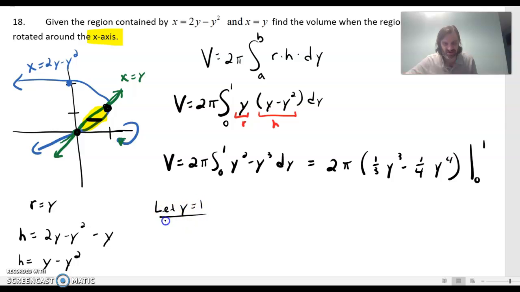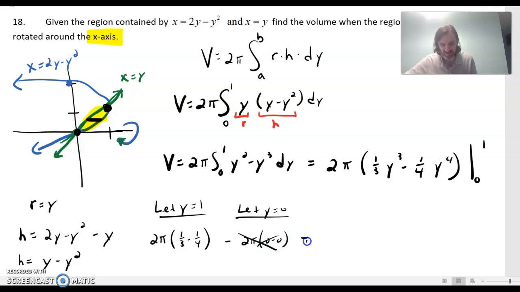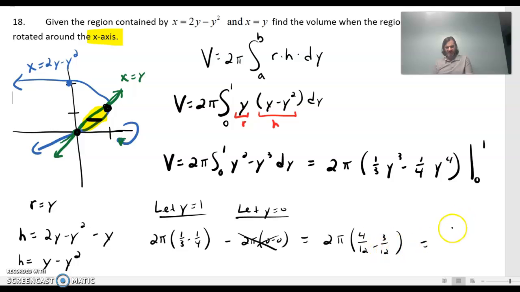Let y equal 1. So that'd be 2 pi times 1 third minus 1 fourth. And then we're going to subtract off by letting y equal 0. So that'll be 2 pi of 0 minus 0 goes away. So 2 pi of 1 third minus 1 fourth, I think that's 1 twelfth. But if we get common denominator, it'd be 4 twelfths minus 3 twelfths. So yeah, it'll be 1 twelfth times 2 pi, so 2 pi over 12, which is better as pi over 6. All right, good job.